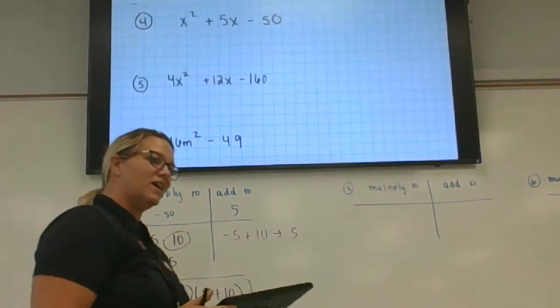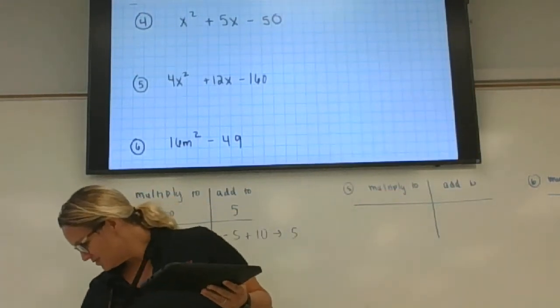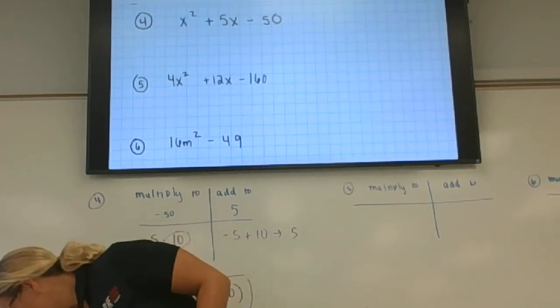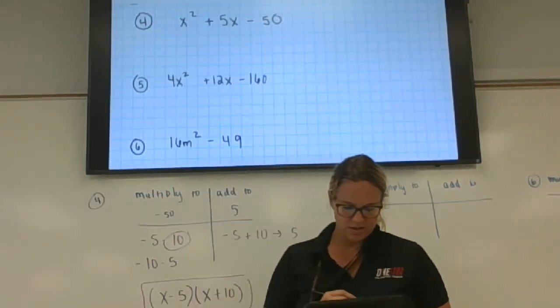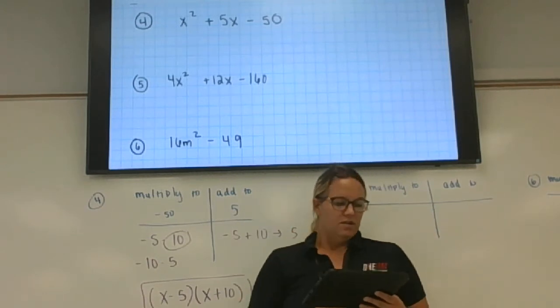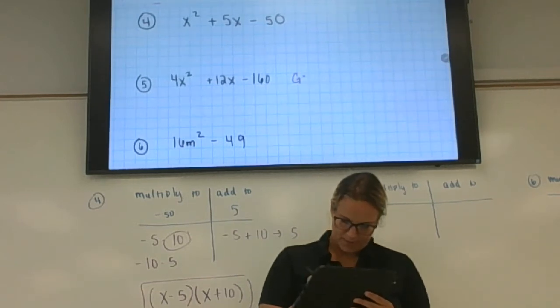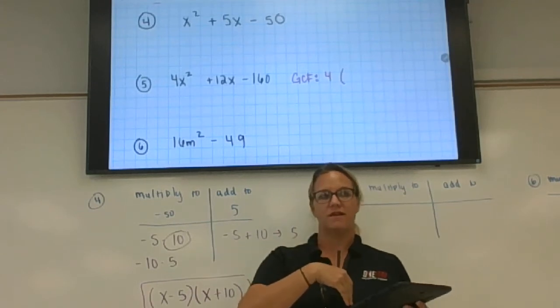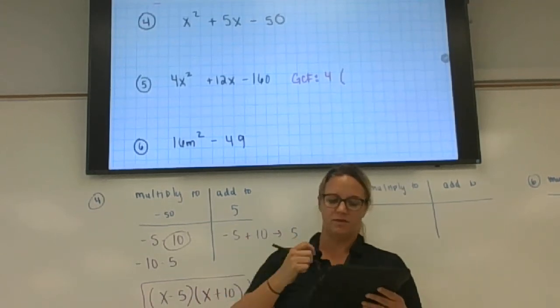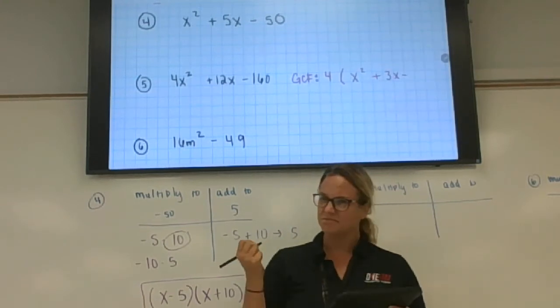Number 5, there's something going on there. It has a greatest common factor. What is the GCF, Emily? So we're going to divide everything by 4 and take that 4 out. If you didn't do that, you've got to redo it. It's not done right. So that's x squared plus 3x minus 40.